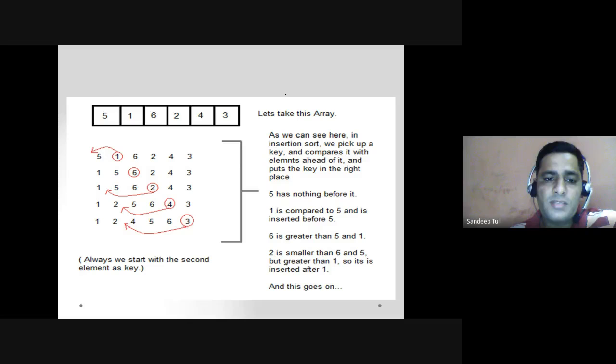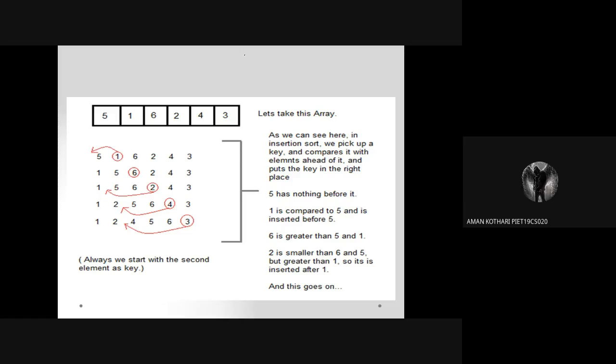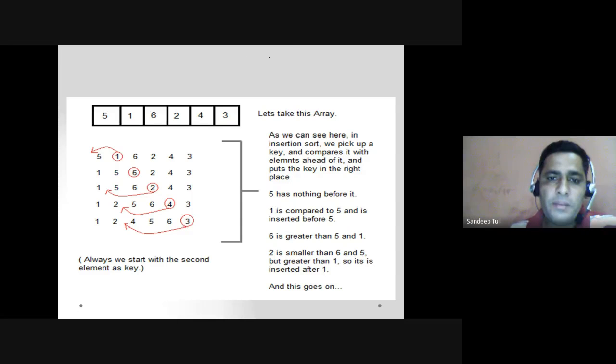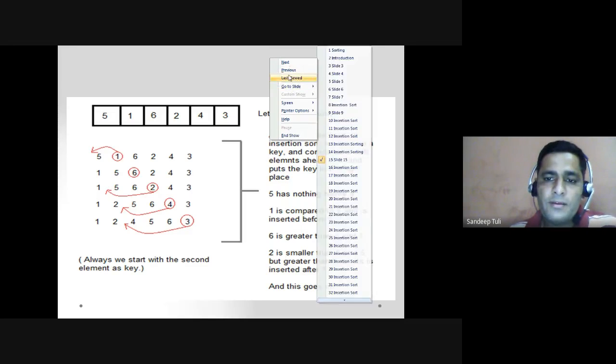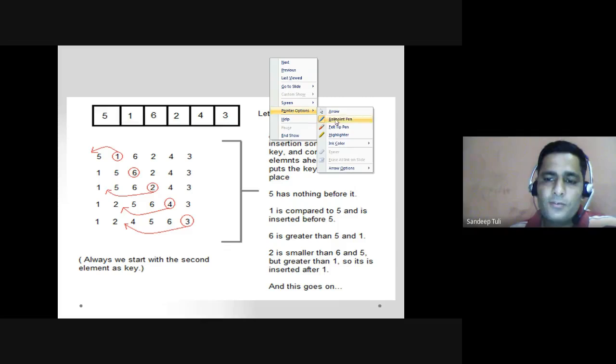5 1 6 4 2 4 3 is, suppose, the list of the array. What we have done is, the first element, 5, is already sorted, so we have considered it sorted. Now tell me, the loop starts with i equals 1, so the loop will start from the second element. Just keep that in your mind.